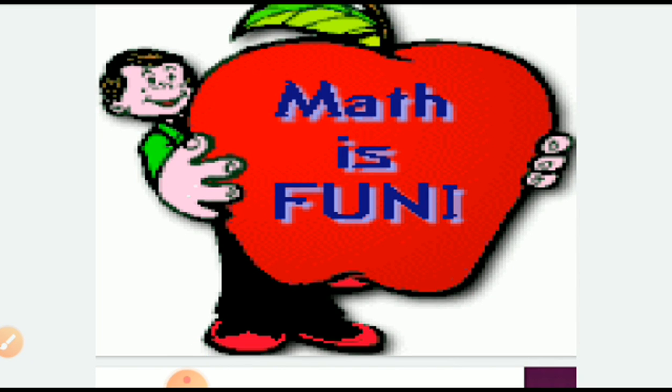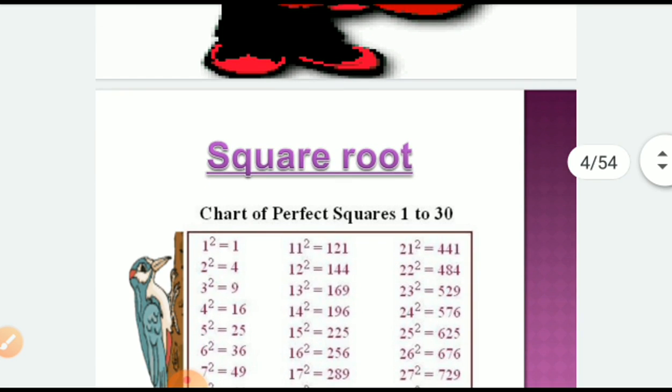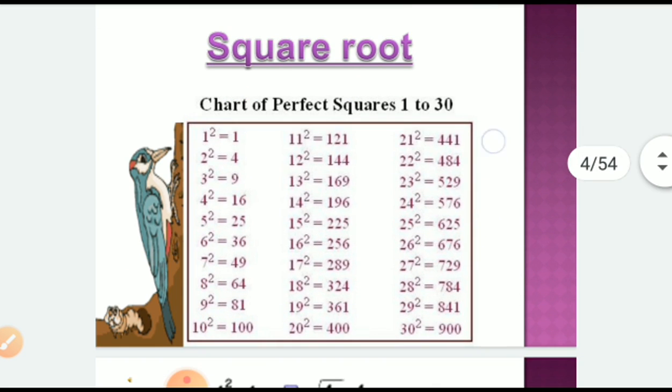As we know, maths is fun. If you put in your interest, you will learn very easily. So here is one new trick for you to see squares and square roots in a fun way. So we are knowing what a square and square root is. Here I am representing the squares of 1 to 30.